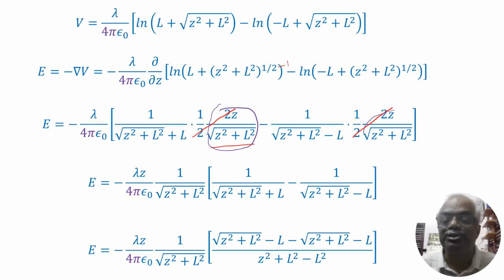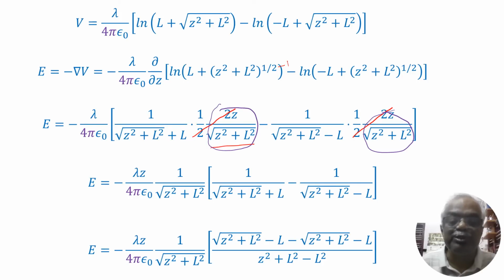So here also you take this as common. So lambda z 1 over, of course there is a negative sign, 1 over square root of z squared plus L squared. Now the remaining thing is 1 over square root of z squared plus L squared plus L, minus 1 over square root of z squared plus L squared minus L.